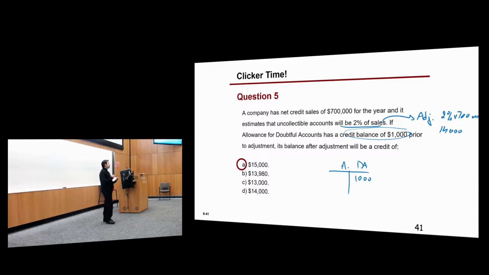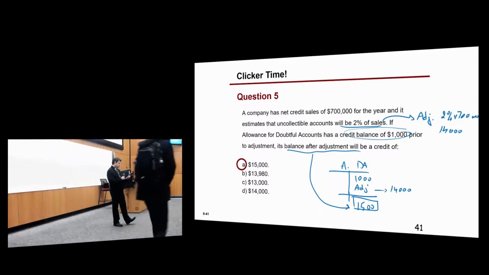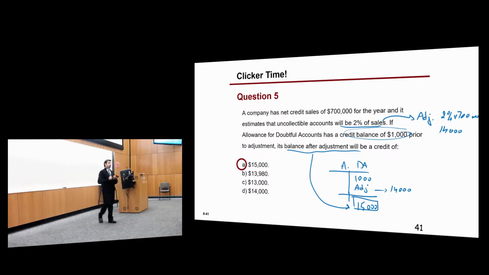The adjustment is always on the credit side because the normal balance for allowance for doubtful accounts is credit. So the adjustment here will give you the ending balance. This is the question: balance after adjustment. So when you have 14,000, the ending balance will be 15,000. Okay? Any questions?